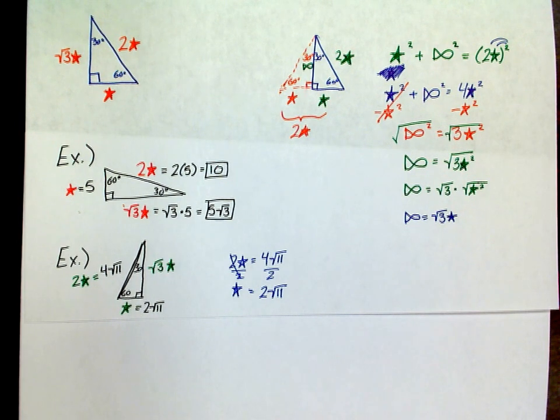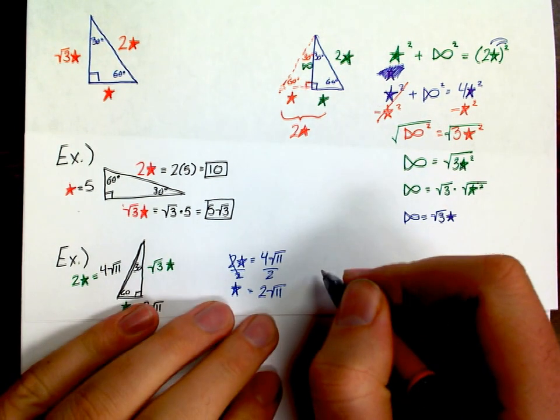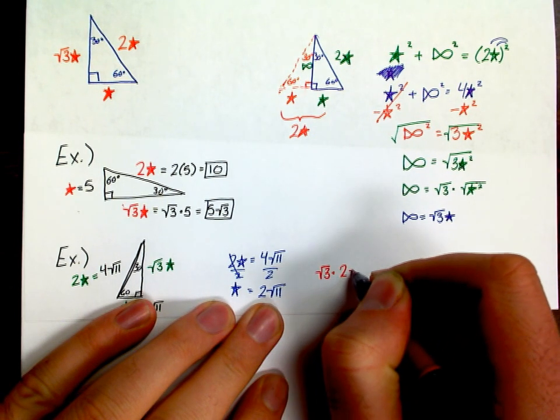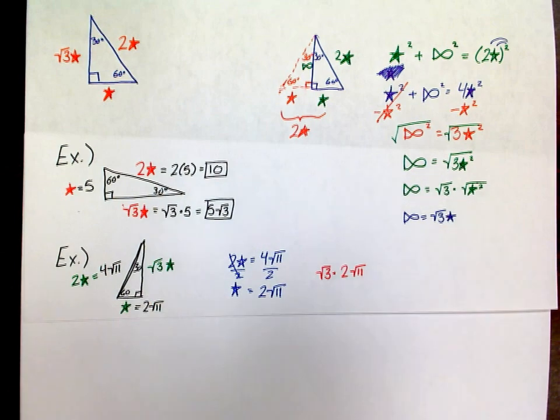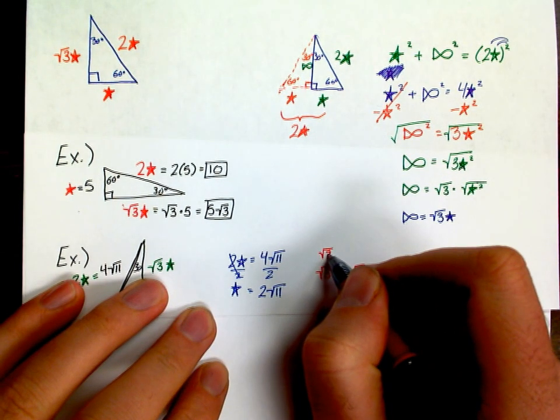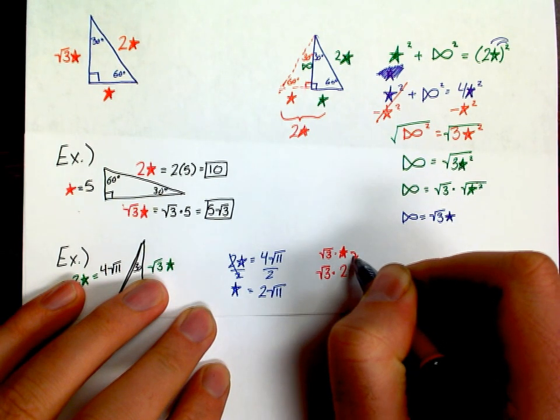So, let's do that. We'll go in red. So I'm going to do the square root of 3 times the whole thing, 2 times the square root of 11. Alright, I just plugged in star. Remember, square root 3 times the star value. That's the star value. Alright, just need to clean it up a little.